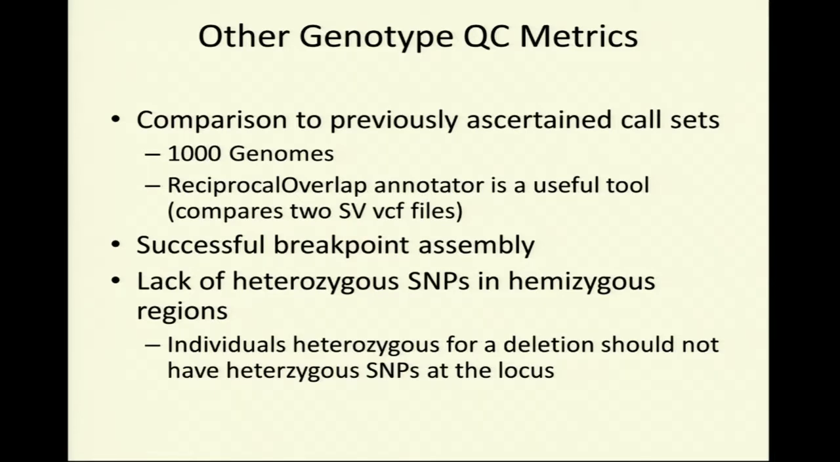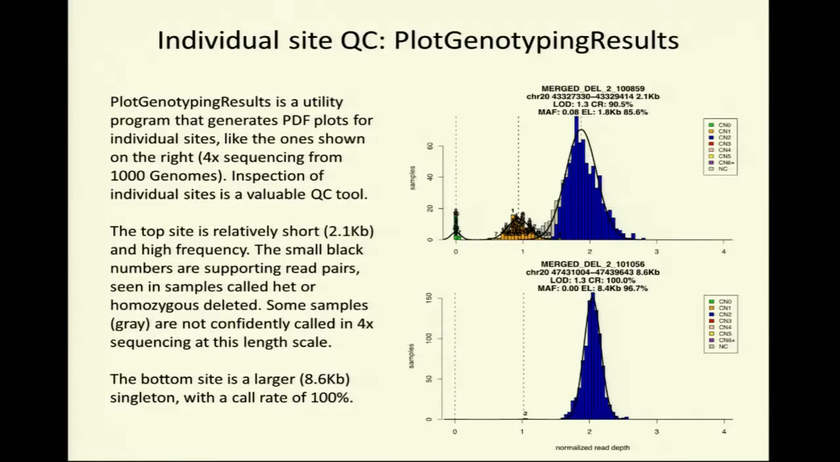The other thing you can do is compare to previously ascertained sets. There's a reciprocal overlap annotator that's very useful for comparing two VCF files. You can look at whether or not you're able to assemble breakpoints, or if you have heterozygous SNPs that are occurring in hemizygous deleted regions.